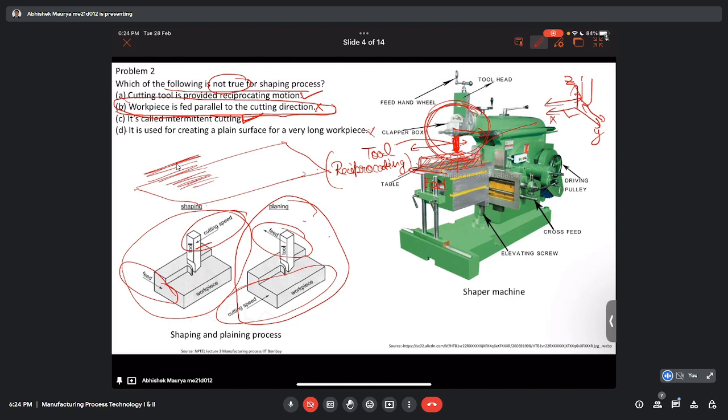Workpiece is fed in the perpendicular direction, not in the parallel direction. Although statement D is also not correct, because for a longer surface, for a very long workpiece, the planing should happen, or the process is called planing. But the more accurate answer, if you have to choose one, is B.